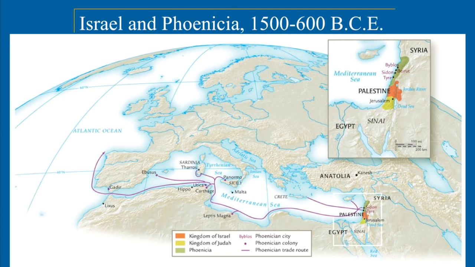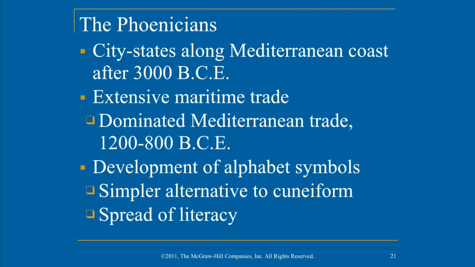Israel is in the bottom right where it says Palestine, and there's that little thing that says Jerusalem. There's Syria, Egypt. And then there's a little inset, which is near the top. You can see the zoomed in part. There's Palestine, and Jerusalem is the little tiny dot that's right there.